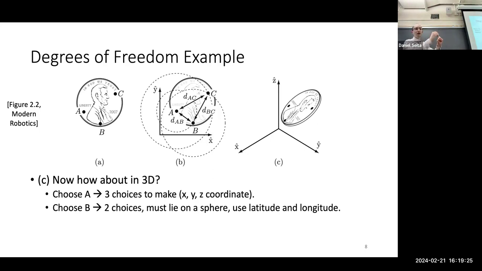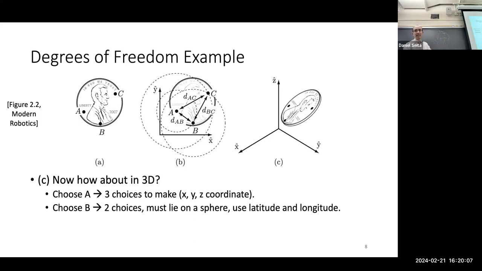Now we need the distance from A to B to be DAB. So that's this. This is a sphere centered at A with radius DAB. And then to specify B, you pick the latitude and the longitude, so that's 2 numbers. So you might pick B to be over here, and this is at some latitude and some longitude.